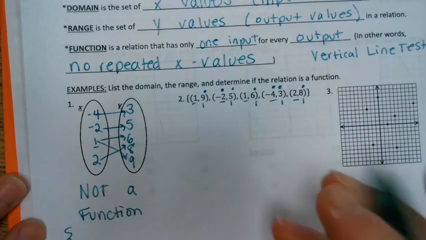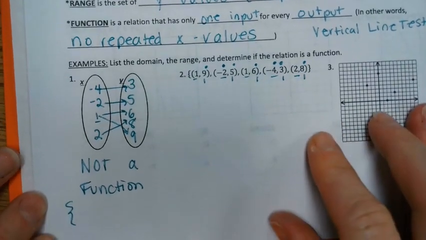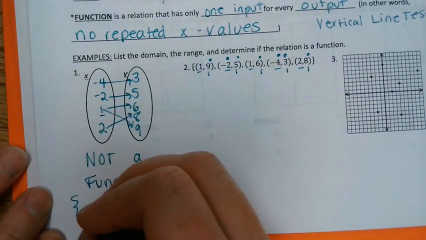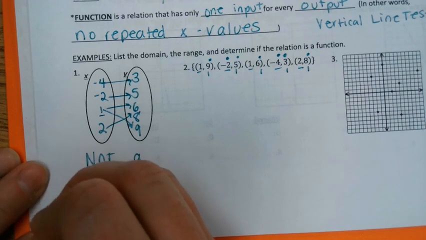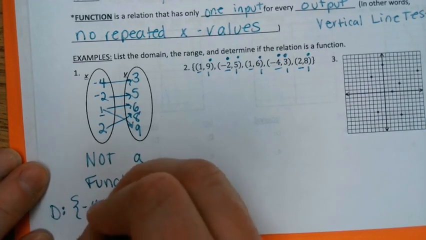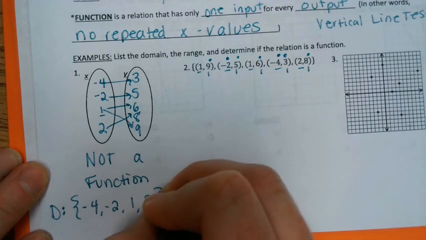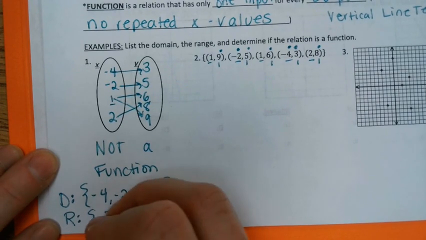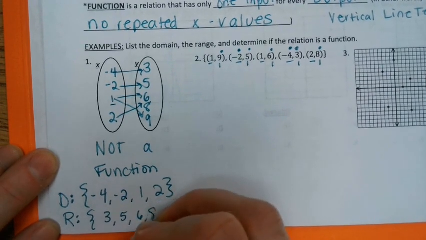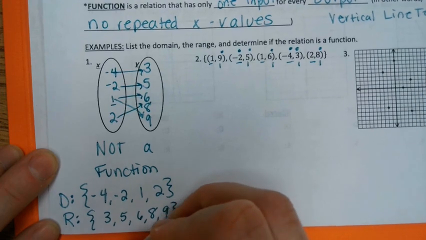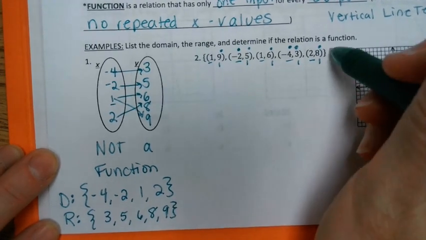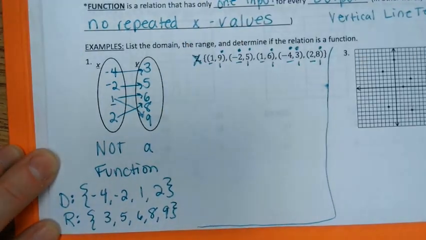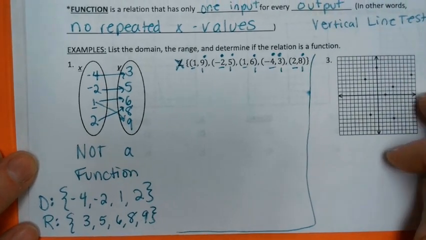So for both of these, it's going to be the same domain and range. So we're kind of combining number 1 and number 2 together in this one. So domain, I'm going to put D, is -4, -2, 1, and 2. And then our range, 3, 5, 6, 8, and 9. And we already determined it's not a function. So these two actually went together. So we're going to work that out. Okay, number 3.